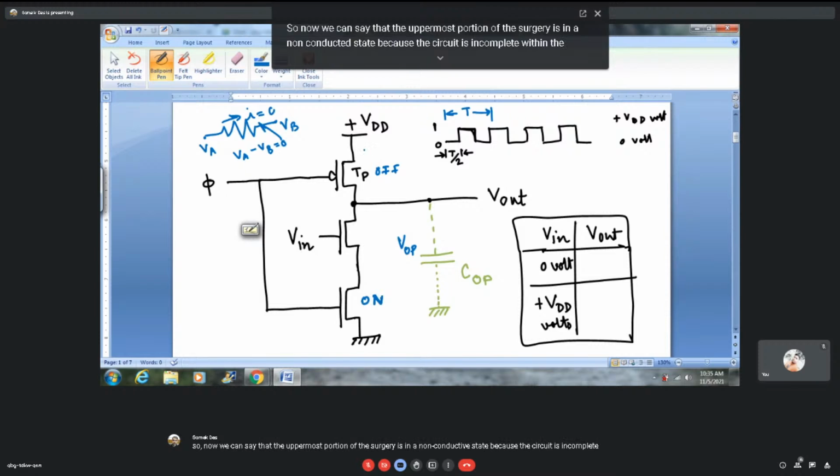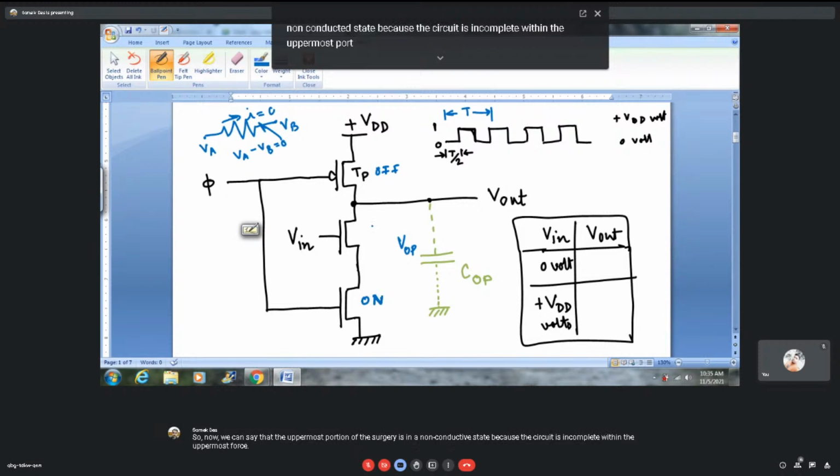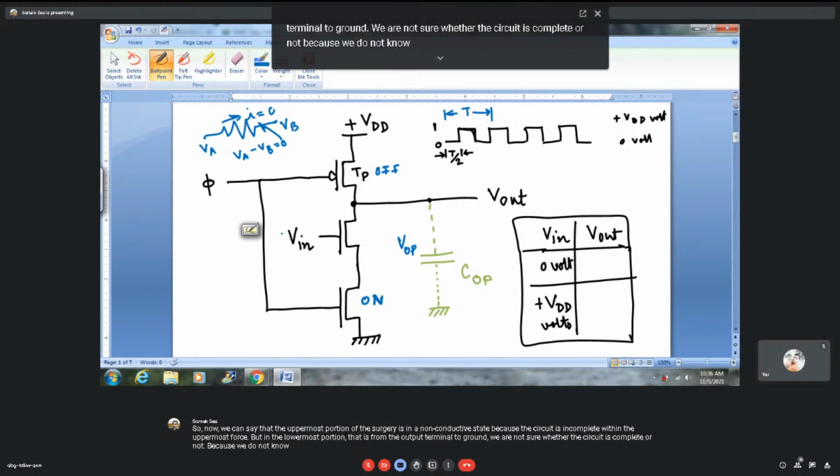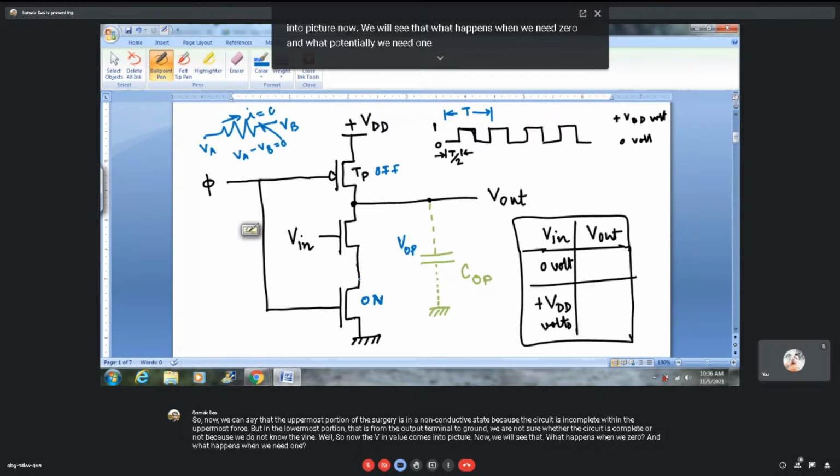But in the lowermost portion, from the output terminal to ground, we are not sure whether the circuit is complete or not because we do not know the Vin value. So now the Vin value comes into the picture. Now we will see what happens when Vin is 0 and what happens when Vin is 1. The lowermost TN transistor is always on because phi equals 1 now.